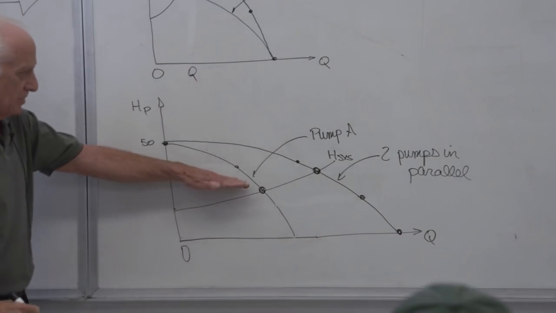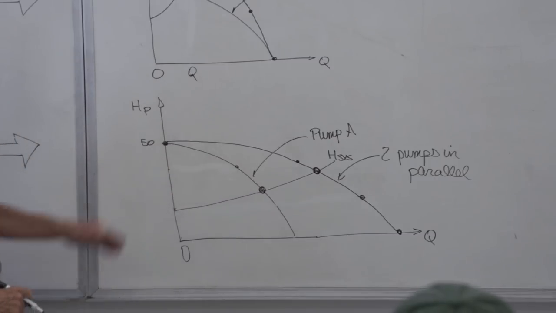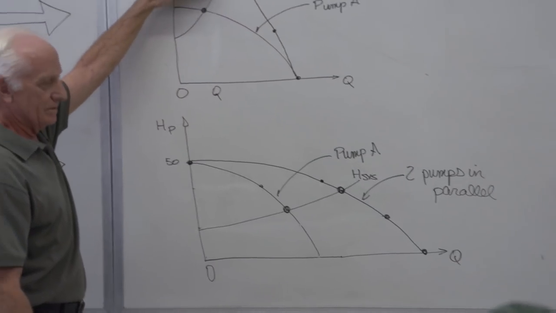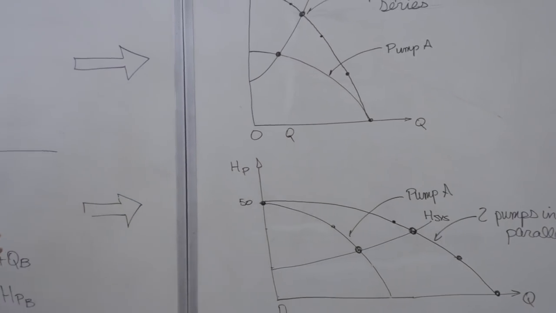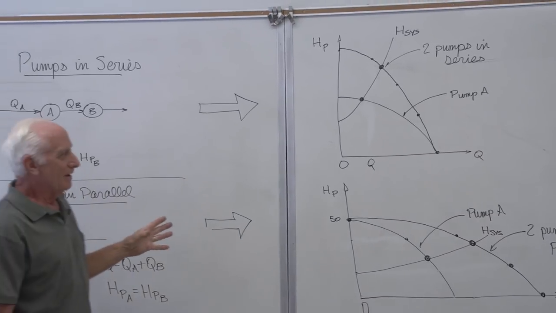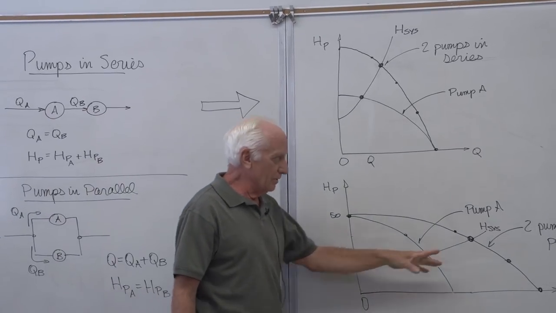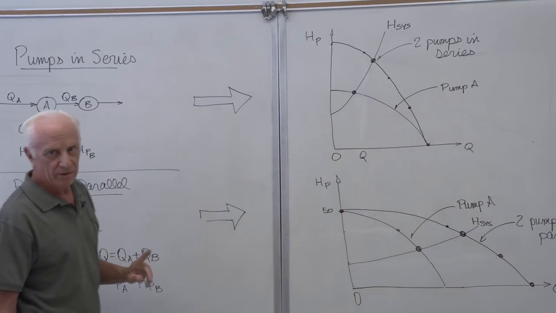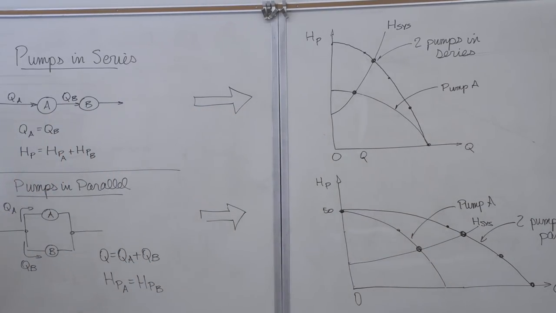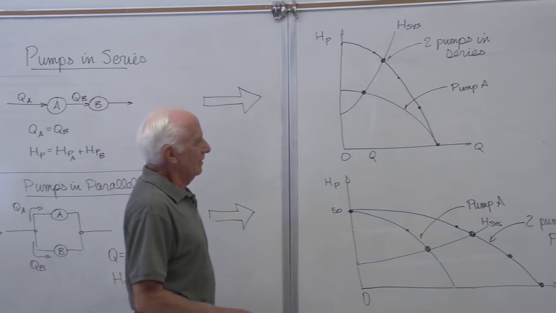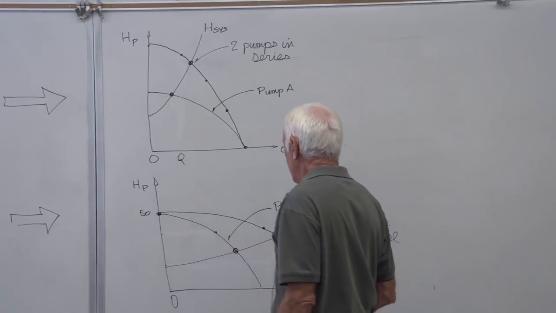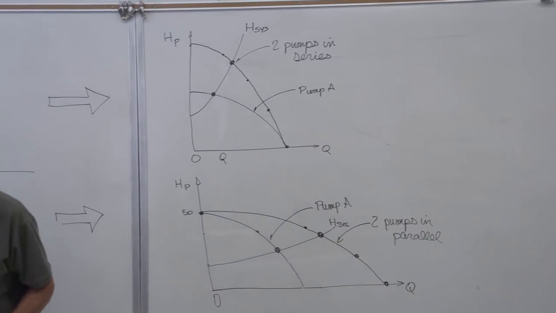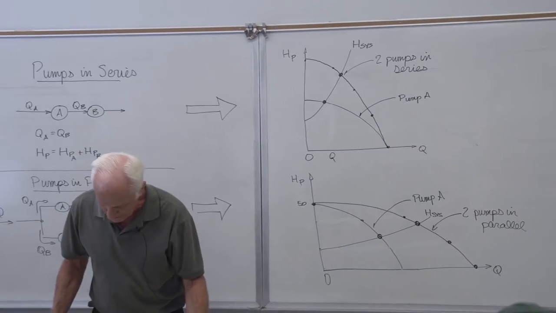Did the head change by much? No. Did the flow rate change by much? No. Did the head change by a lot? Yes. There's always exceptions, but typically this is kind of the rule. If you want to develop more flow, put the pumps in parallel. If you want to develop a higher head, put the pumps in series. Okay, so that's kind of the rules of how you operate with these guys. And now we'll take an example on that and see how that works out.